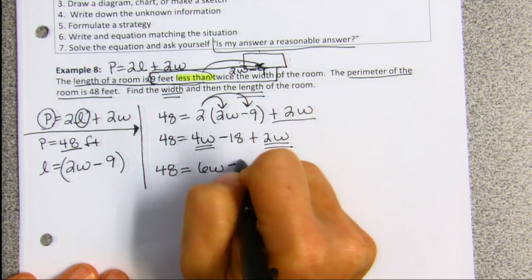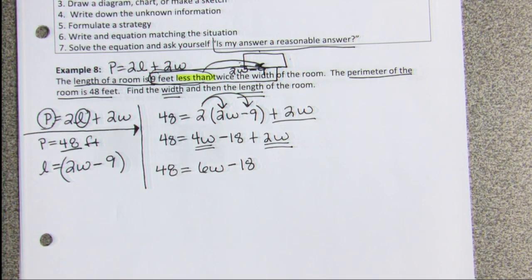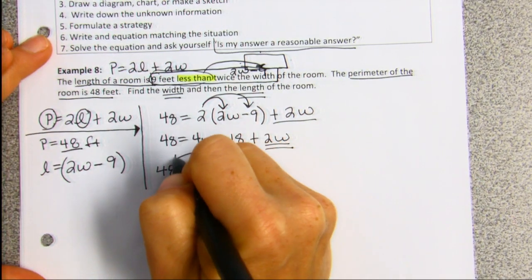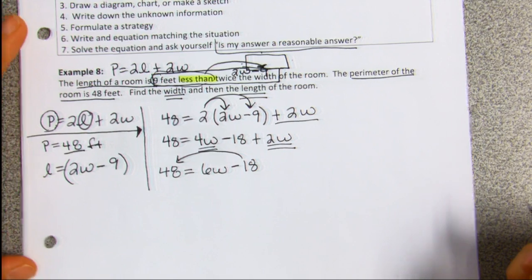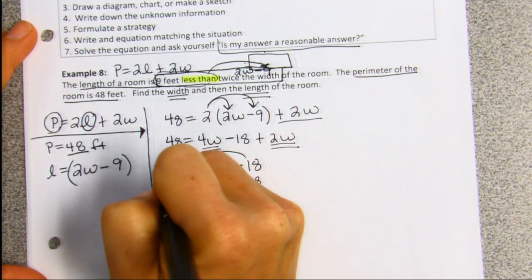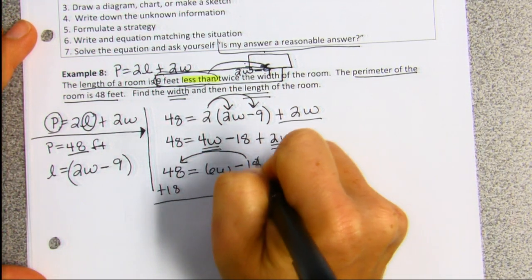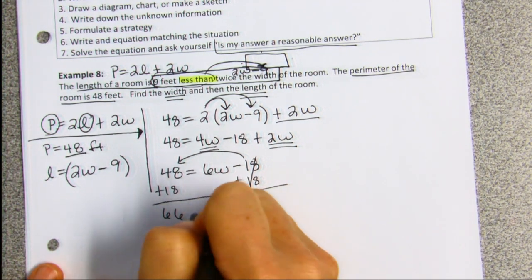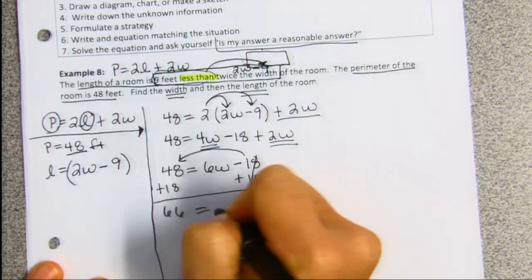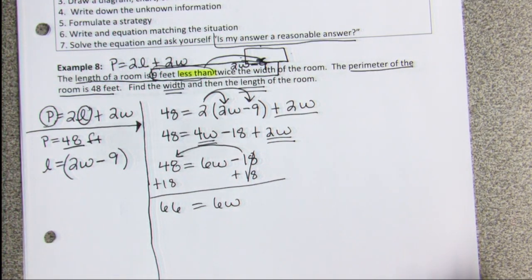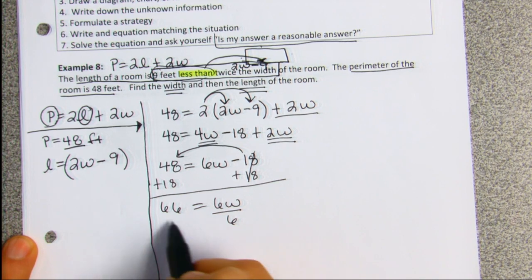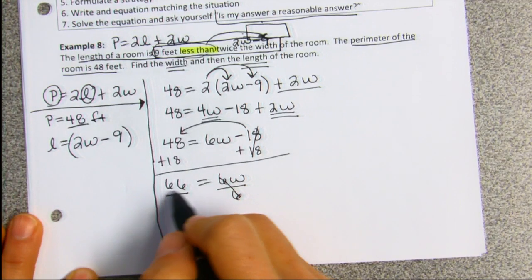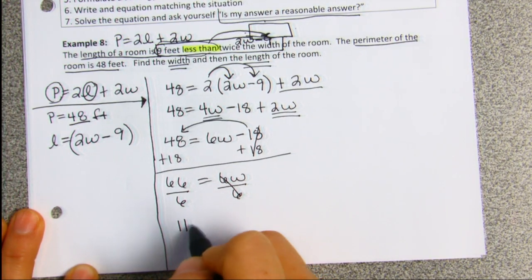And then minus 18. So since the W is on the right, I'm going to keep it there and move 18 over. Am I going to add or subtract it? Add it. So 48 plus 18 is 66. 66 equals 6W. So what is W? 11. So we'd have to divide by 6. So 66 divided by 6 is 11.